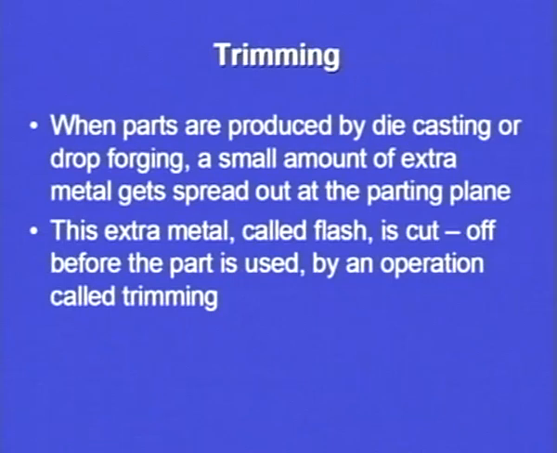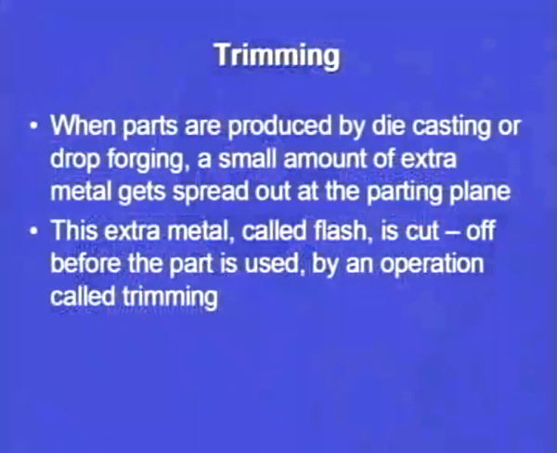Then another important sheet metal operation is the trimming operation. In trimming, when parts are produced by die casting or drop forging, already we have seen what drop forging is, or we can make any product by die casting. Whenever a product has been made using die casting or drop forging, a small amount of metal gets spread out at the parting plane. Whenever two parts of the die are meeting, there is a parting line. Whether the metal is being pushed or injected, as in the case of die casting, when the metal solidifies at the parting line, some kind of fins of metal are developed. These fins later on have to be removed using a subsequent operation.